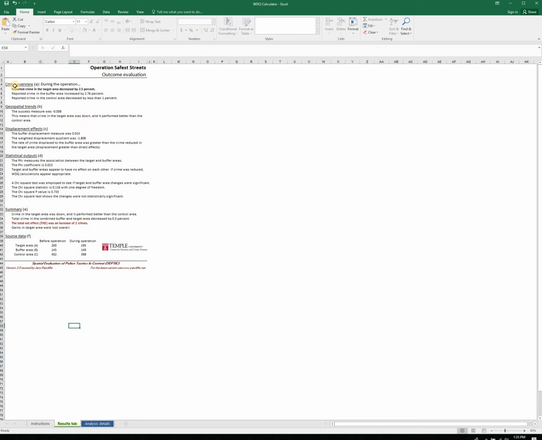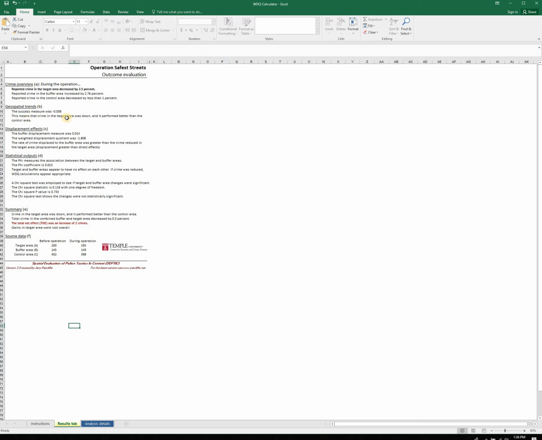So this first part here gives you the overview of crime trends. What we're seeing here is that reported crime in the targeted areas decreased by 2.5%. Reported crime in the buffer area increased by 2.76%. And reported crime in the control area decreased by less than 1%. So this just gives you kind of a general overview.